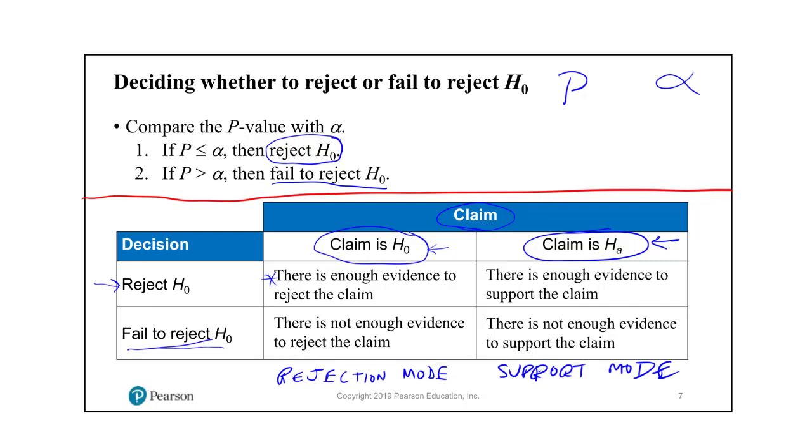So you're saying there is enough evidence to support the claim. What you found says there is enough evidence to reject H0 and bring yourself to the alternative, therefore supporting the claim, which is the alternative. And yet, if your claim is the alternative and you fail to reject the null hypothesis, you're saying there is not enough evidence to support the claim. There's not enough evidence to reject the null hypothesis, and you can't get to the alternative, hence there's not enough evidence to support the claim.